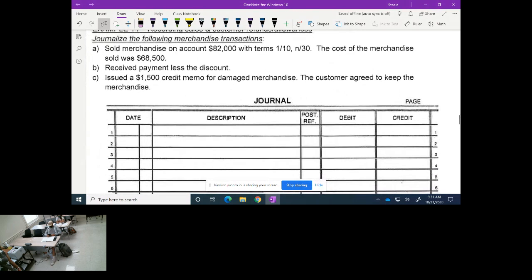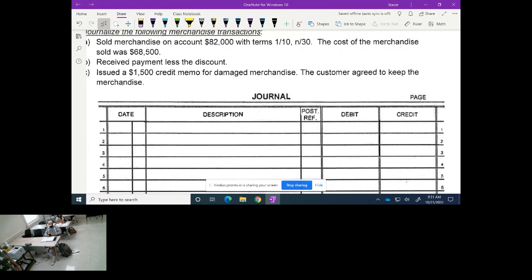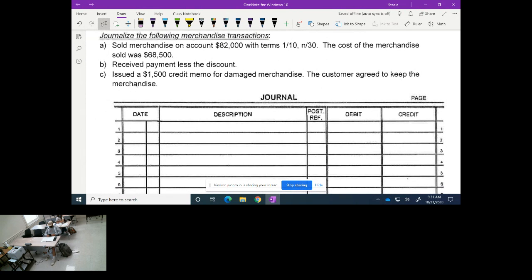Okay, and I told you in the beginning, remember, when you return something on a journal entry, take into account that when you recorded it, you took that discount. So you can't show the return of the full amount, you've got to show the return of the discounted amount. Okay, sold merchandise on account, $82,000 with terms 1/10, n/30. Cost of merchandise was $68,500. Received payment less the discount. Issued a $1,500 credit memo for damaged merchandise. Customer agreed to keep the merchandise.